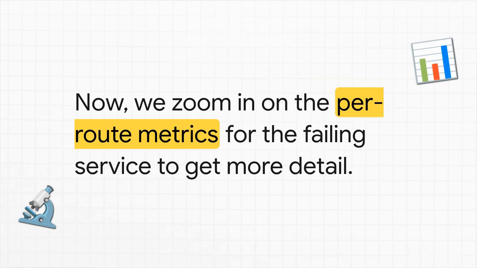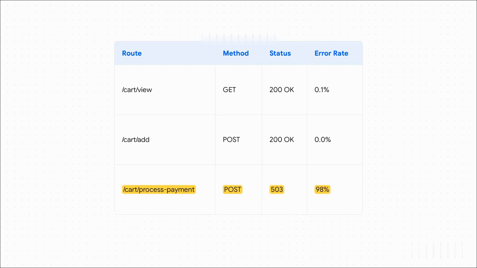So this is the next layer of our investigation. We know that checkout service is the culprit. The next question is, how is it failing? So we're going to double-click, zoom in, and ask the mesh to break down the error rates for every single one of its API routes. And there it is, clear as day. Looking at the cart, totally fine.